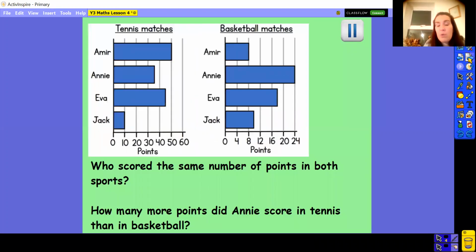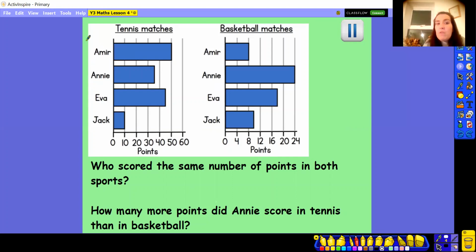So here's those two bar charts again. This time I've got two questions for you to have a little go at. So pause the video, answer your two questions, and then we'll see how you've got on. Okie dokie. So the first question was, who scored the same number of points in both sports? Now we already know that it can't be Eva because we've worked out that Eva wasn't quite right. But we can have a look at the other children.